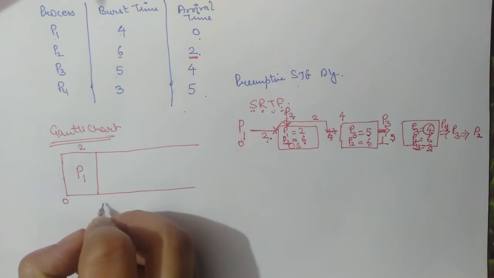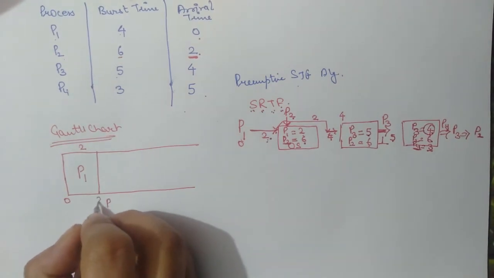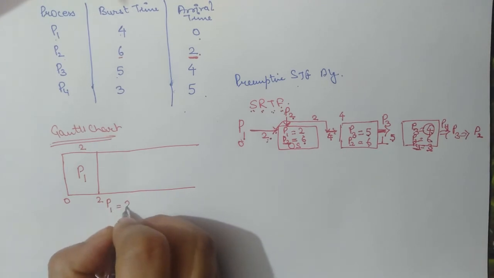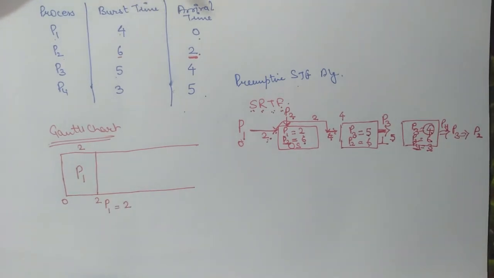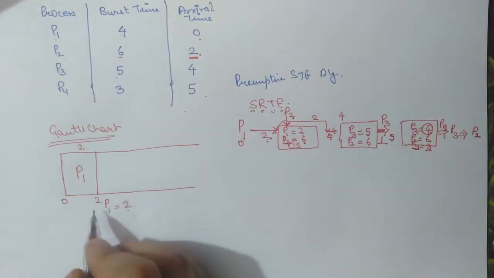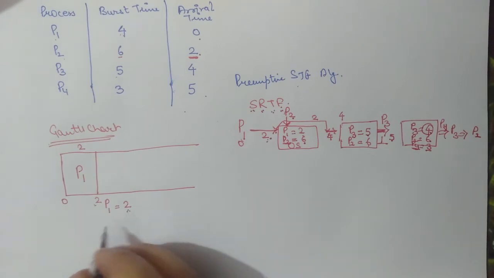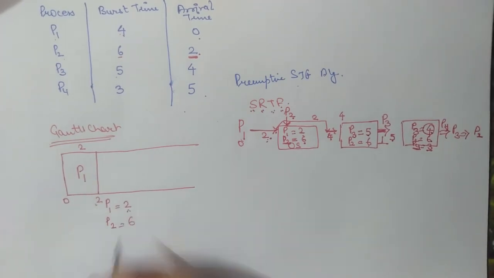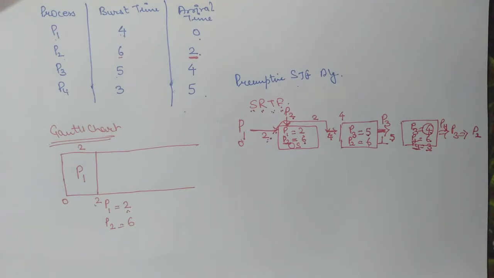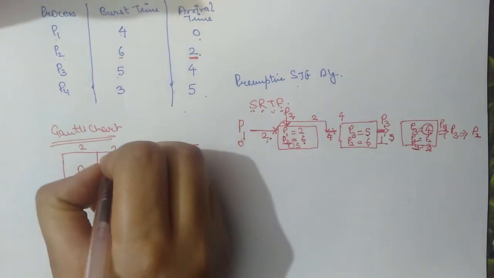Now after 2 milliseconds, the operating system will check the status of the ready queue. P1's remaining burst time is 2. Its total burst time is 4, 2 time units are completed and the remaining time is 2. And the new process which entered the ready queue has CPU burst time 6. So definitely P1 will get CPU first and continue its execution.